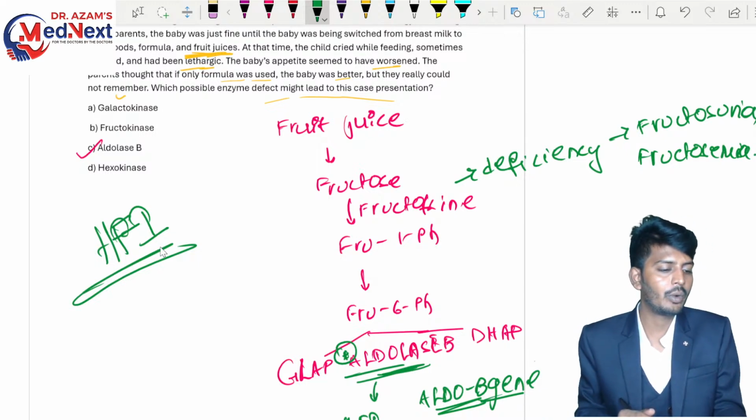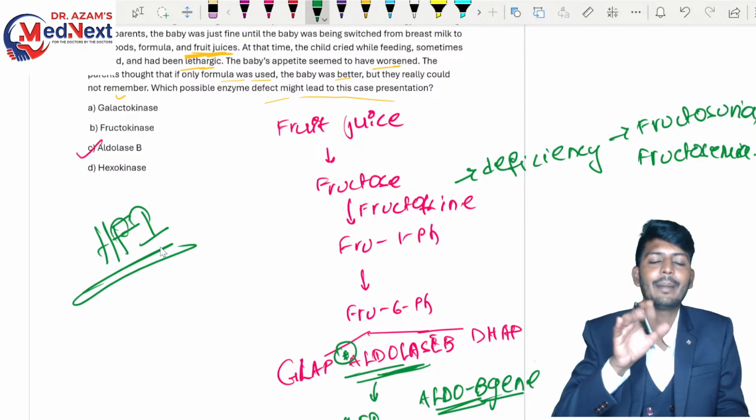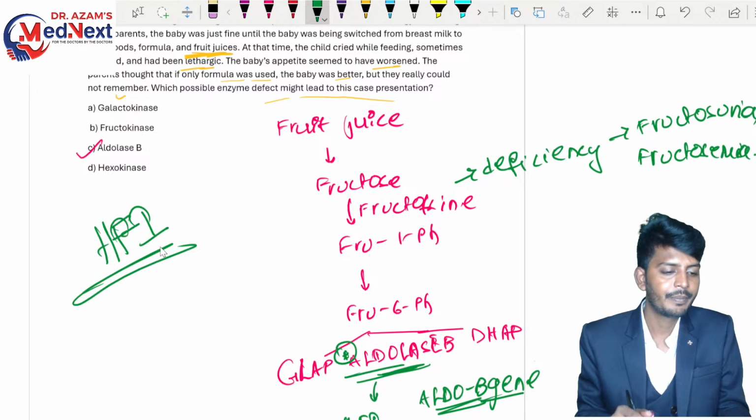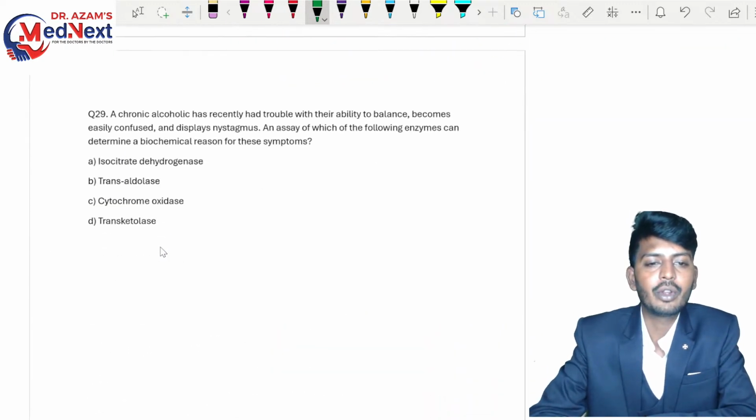So hope you are able to understand. Just let me once like I have this habit of confirming in the middle of whether I'm audible or not and all. All right, चलिए आगे बढ़ते हैं. Let's go to the next question.